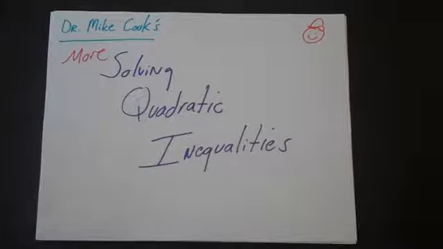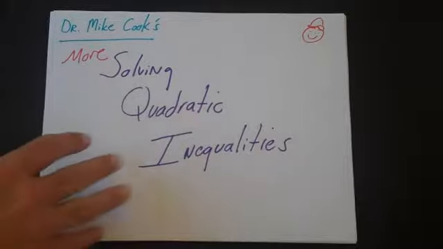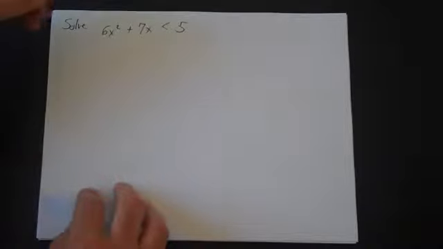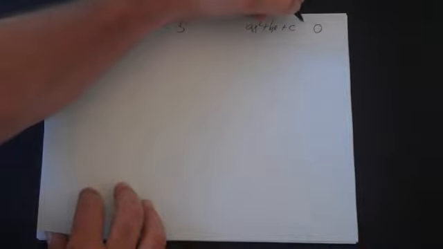Now let's look at some more problem-solving quadratic inequalities. So the first example, let's look at the problem solving 6x squared plus 7x less than 5. The first thing I want to do is rewrite this so that it looks like ax squared plus bx plus c is either greater than or equal to 0. In this case, less than 0.